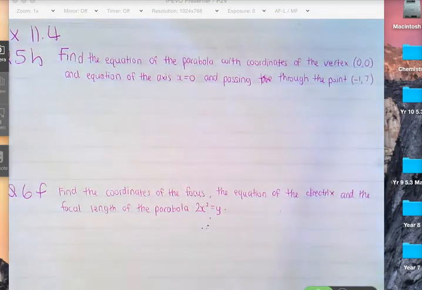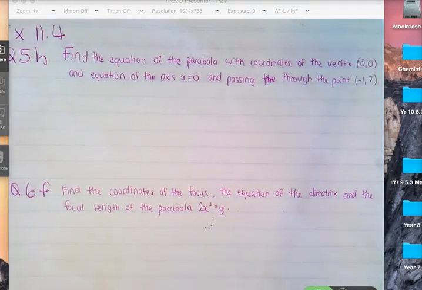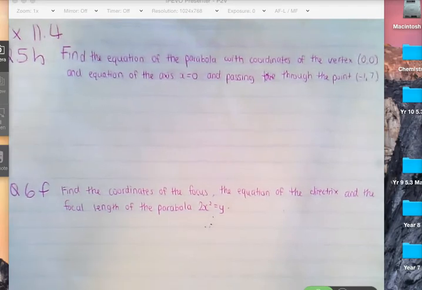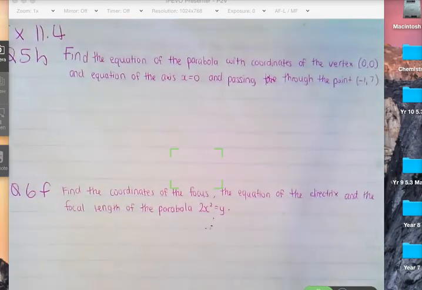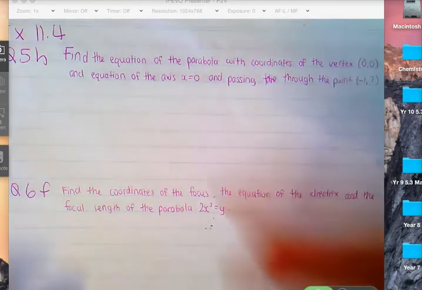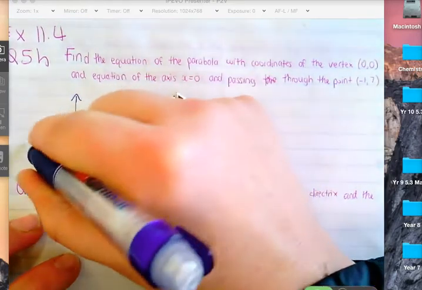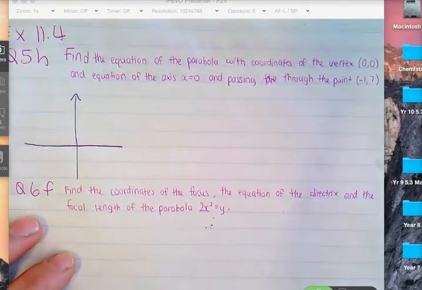Okay, these are homework problems from exercise 11.4. The first problem is question 5H. Find the equation of the parabola with coordinates of the vertex 0, 0 and equation of the axis x equals 0 passing through the point -1, 7. Girls, if you do a sketch, it will really help you.